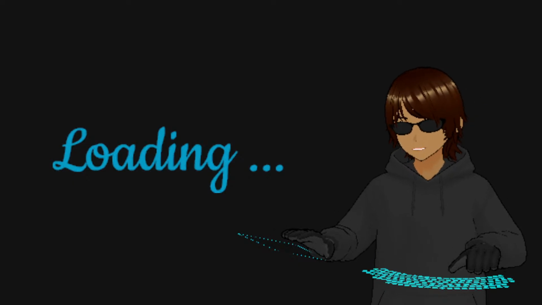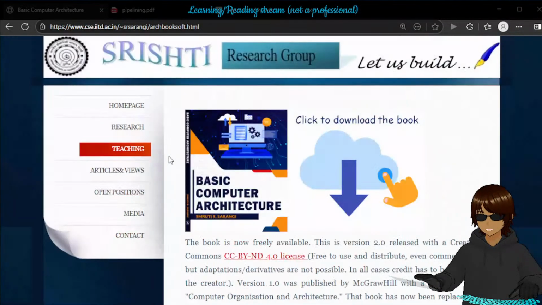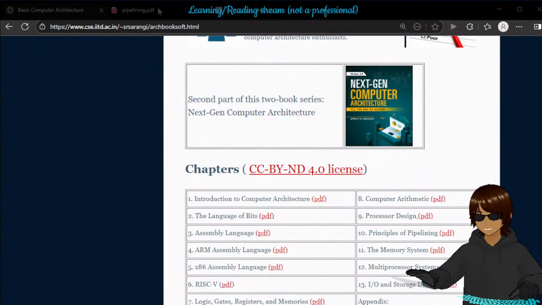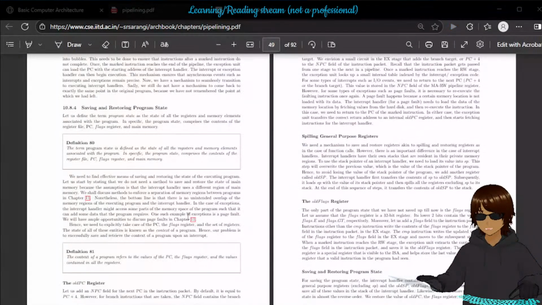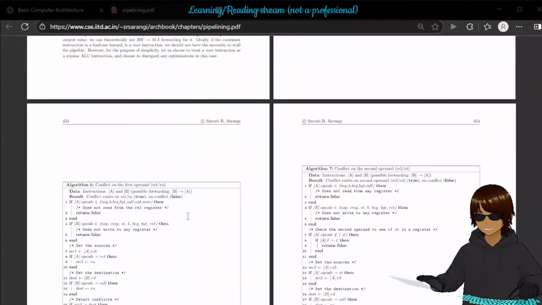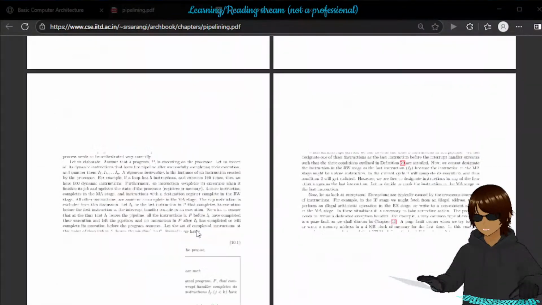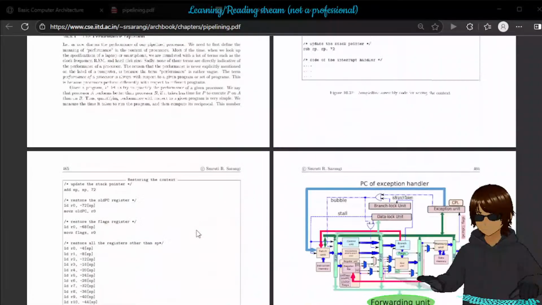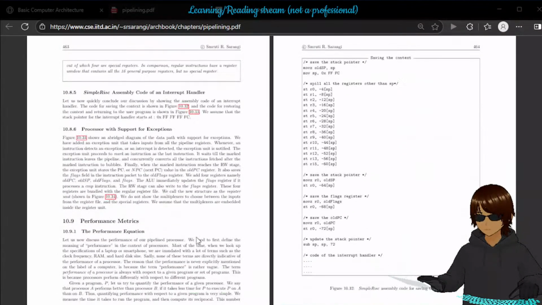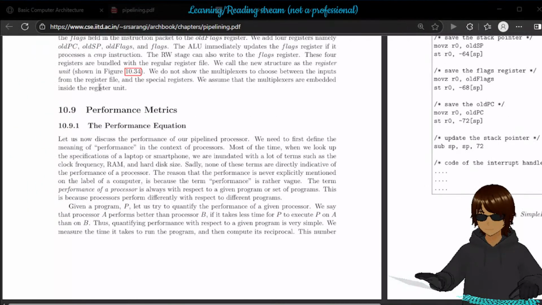All right, so I'm going to be learning about computer architecture again. Last stream, I was learning about the pipelining stuff. I was learning about interrupts and handlers, how they implement the interrupt in the pipeline. This time, I'm going to be learning about performance metrics.